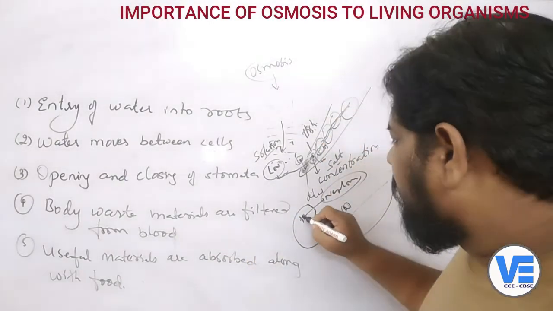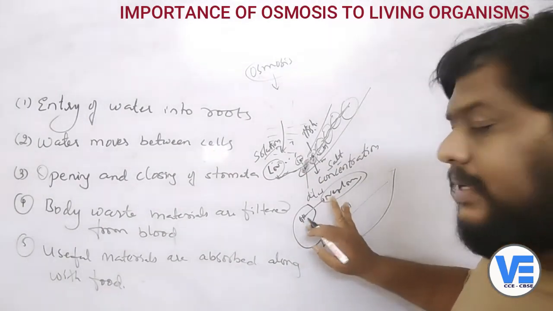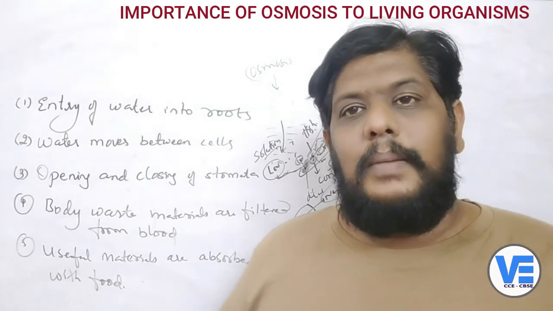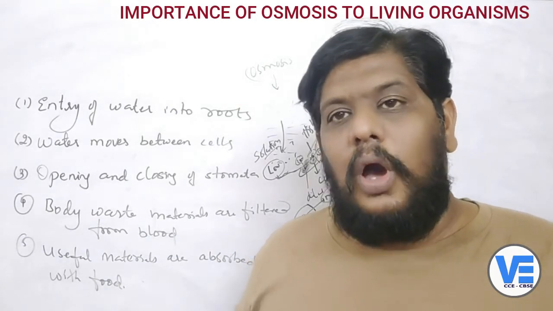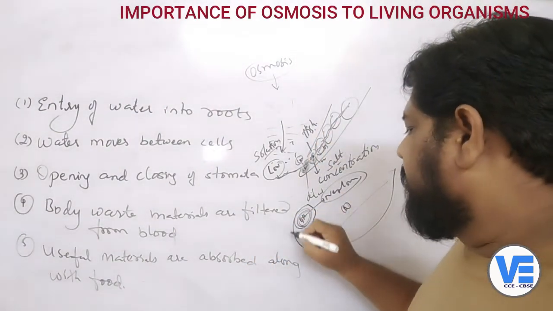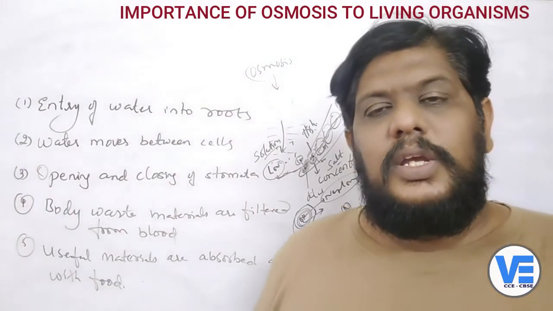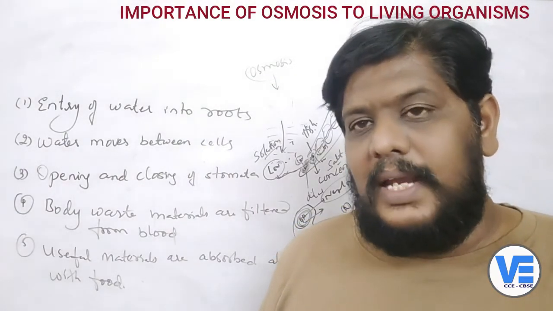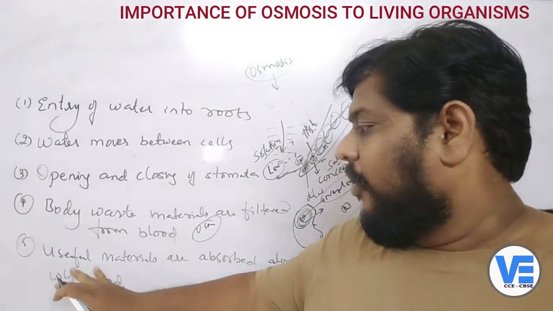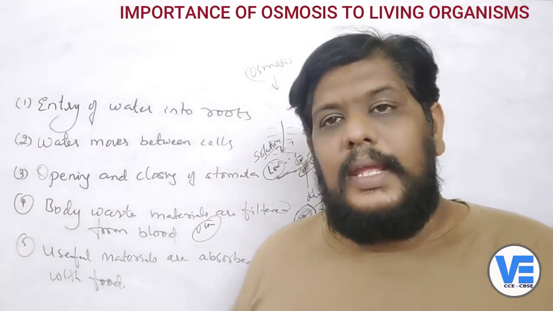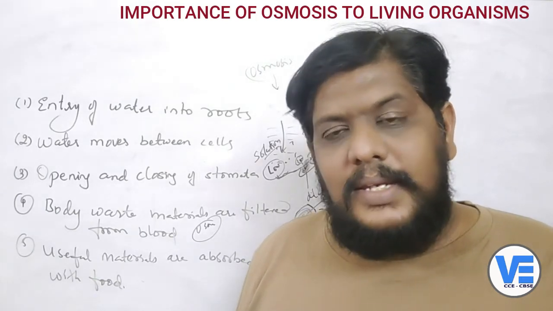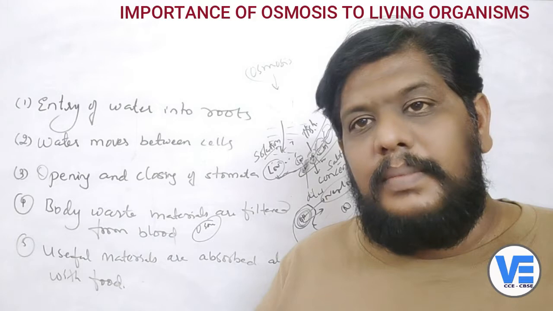So here, whatever the materials which are waste in our body should be filtered out, because if they are not filtered, they will become poisonous to our body. So to avoid that, these particular molecules and all the waste materials should be removed outside. So if they have to be removed outside, again there is a process which is called osmosis. And in the same process, whatever useful materials are there for our body are absorbed into the blood through, again, semi-permeable membranes.